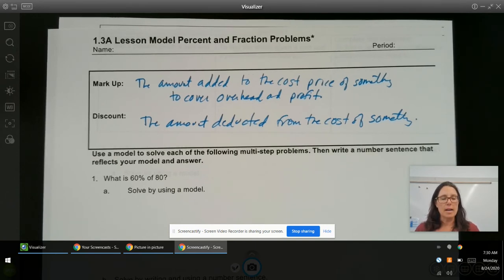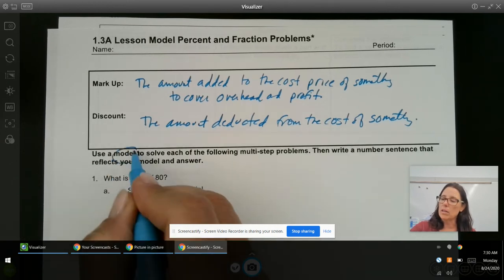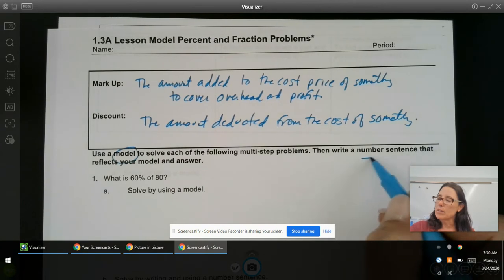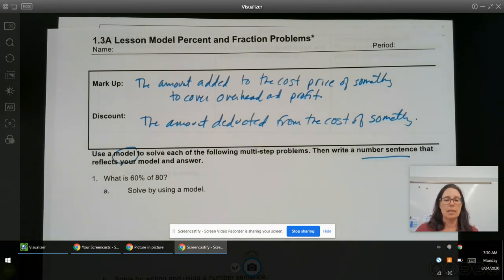Okay. All right. So I want to see if you guys remember 1A from a couple lessons ago, just super basic. What is 60% of 80? And again, you probably have an answer in your mind. We're not doing that. We're setting up a model. Okay, use a model to solve each of the following multi-step problems and write a number sentence. Okay, so we're going to be looking at a model, and then we're going to be looking at this new thing, number sentence. Okay, so pause me and see if you can try number 1A.